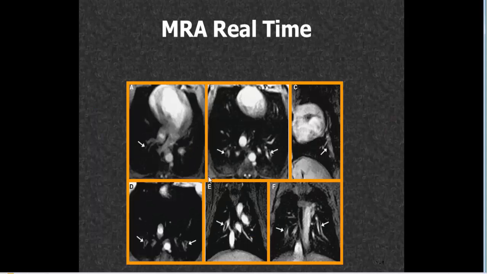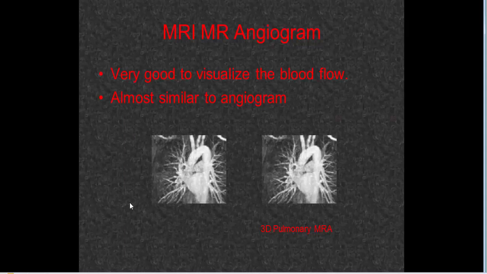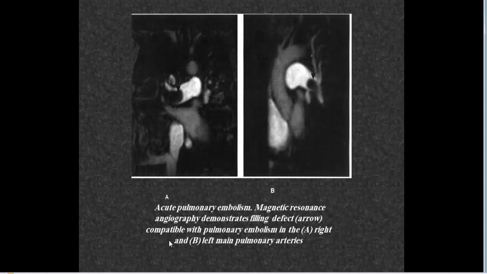MR real time angiography, multiple filling defects as we see right side and left side. MRI angiogram, very good, visualizes blood flow, almost similar to angiogram, 3D MRA. And this is MR acute pulmonary embolism, magnetic resonance, filling defects as we see compatible with pulmonary embolism, in right and left main pulmonary artery. Same signs which we took in the CT, filling defect, intraluminal, and so on.